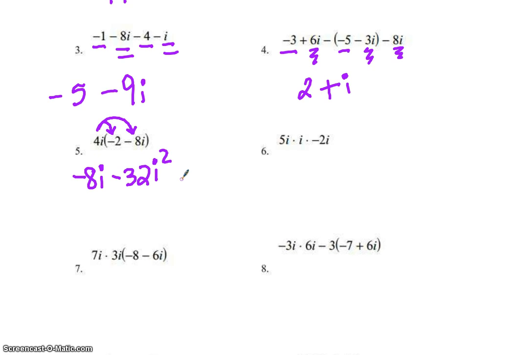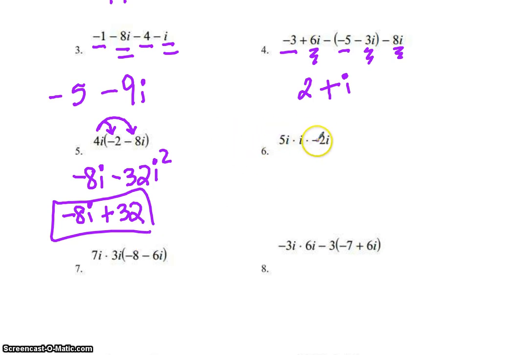So when you're multiplying is when you're going to start seeing your i squared. So my negative 8i comes down. Since I see an i squared, I'm technically replacing it by a negative 1. But what you really do is change the sign and drop the i squared. So it becomes plus 32. And this is your answer.